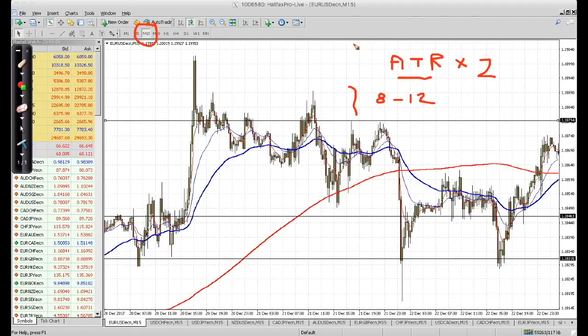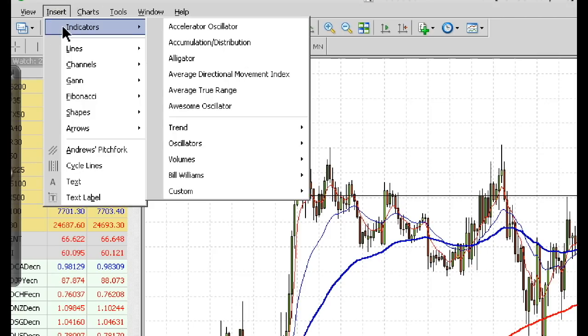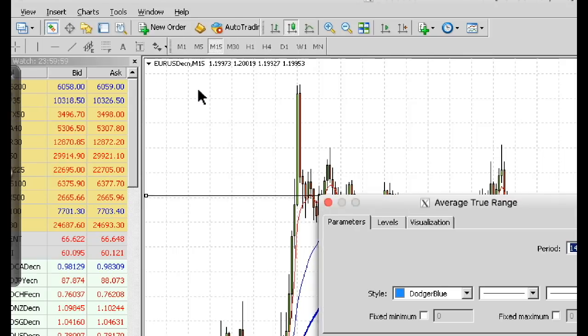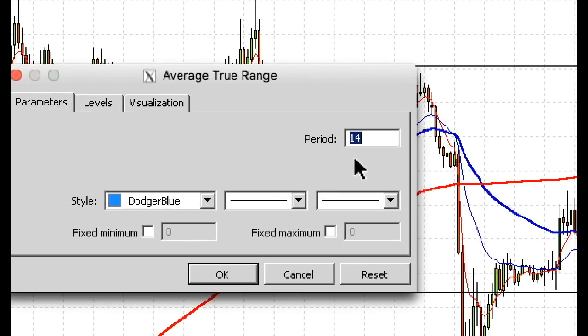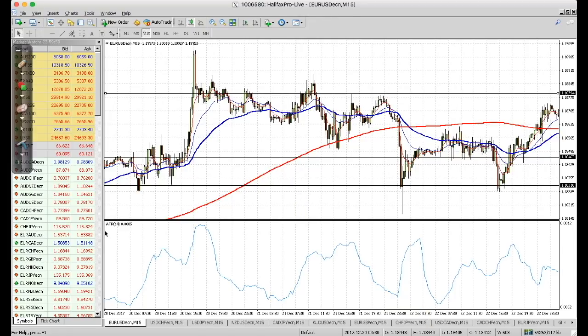Now, how do you get this ATR thing? Well, what you do is go to insert indicators, select ATR, average true range. Can you see that? Okay, so you click on that, and by default it's 14, so leave it as 14, click OK, there we go. So can you see ATR over here? This blue line tells you the average range of the candles. That means what's the average length of the candle?